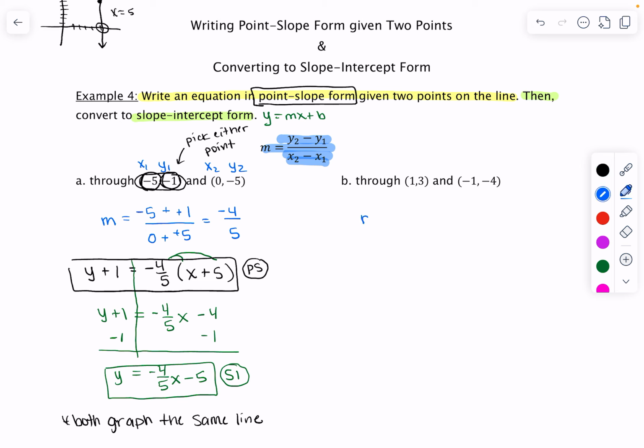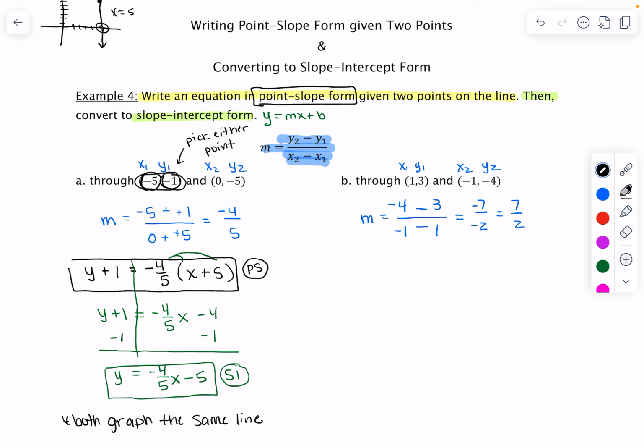The first thing I want to do is find my slope. So this is my skeleton for my slope formula. x1, y1, x2, y2. So I'm going to have -4 minus 3, and then -1 minus 1. This is going to give me -7 over -2, which gives me +7 over 2.